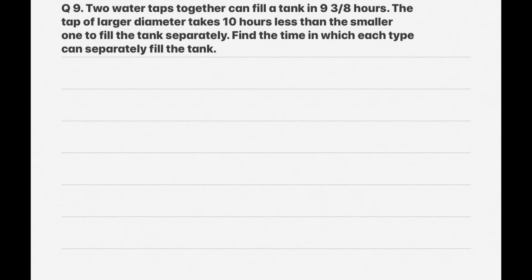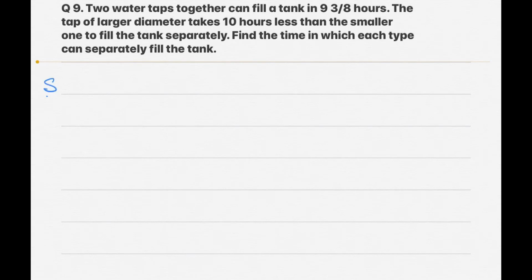Next question, question number 9. It says two water taps together can fill a tank in 9 3/8 hours. The tap of larger diameter takes 10 hours less than the smaller one to fill the tank separately. Find the time in which each tap can fill the tank separately. Okay, so let's move to the solution.